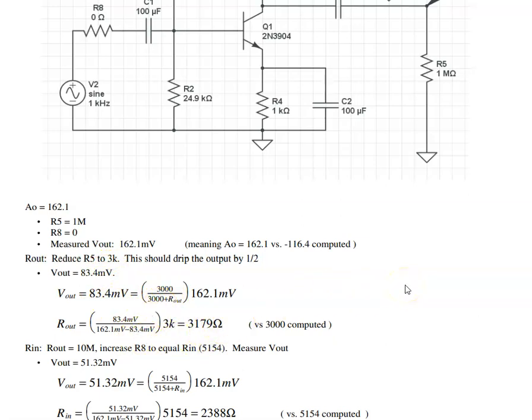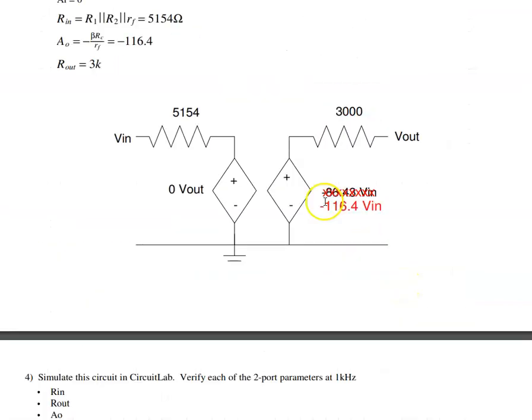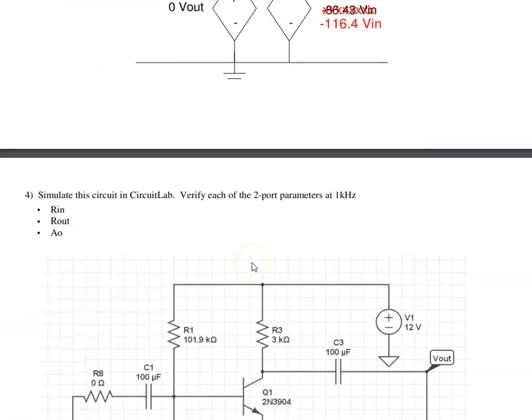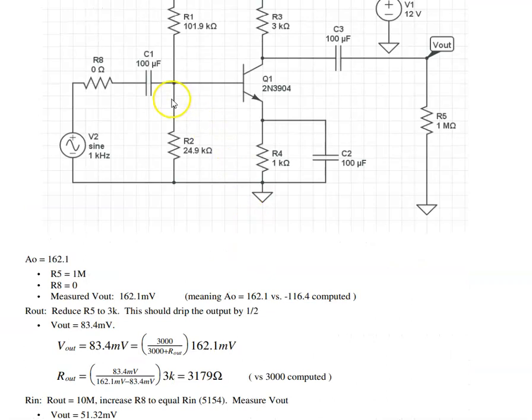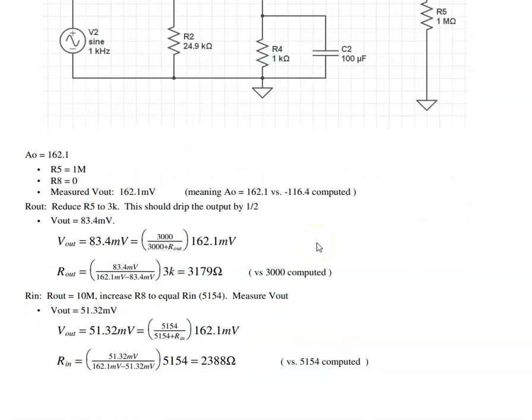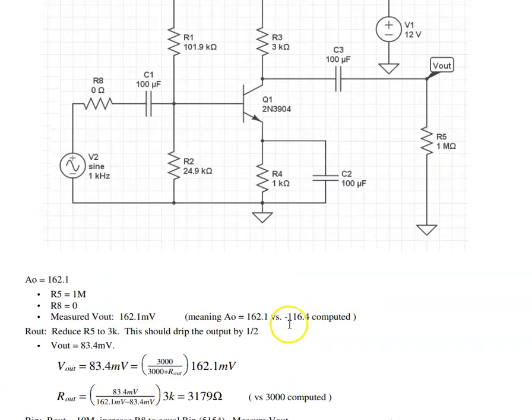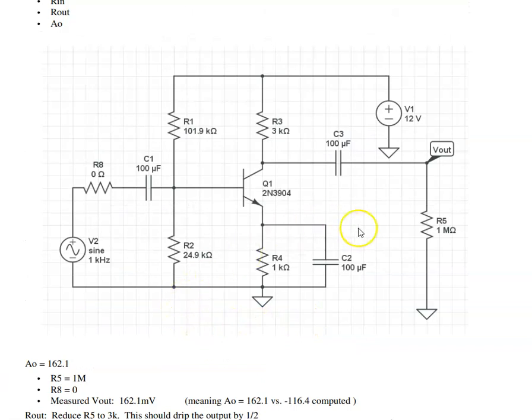To find the input resistance, apply a resistor in series. If the input resistor is 5154 ohms, I'll lose half the voltage, so I'll get half the gain out. Same thing here, make that input 5154 ohms, now measure the output voltage, and I get 51 millivolts out, meaning Rin is actually 2388. So that's kind of how you determine the two-port parameters from the circuit. Run some tests on the circuit to find each parameter, Rin, Rout, and Aout.